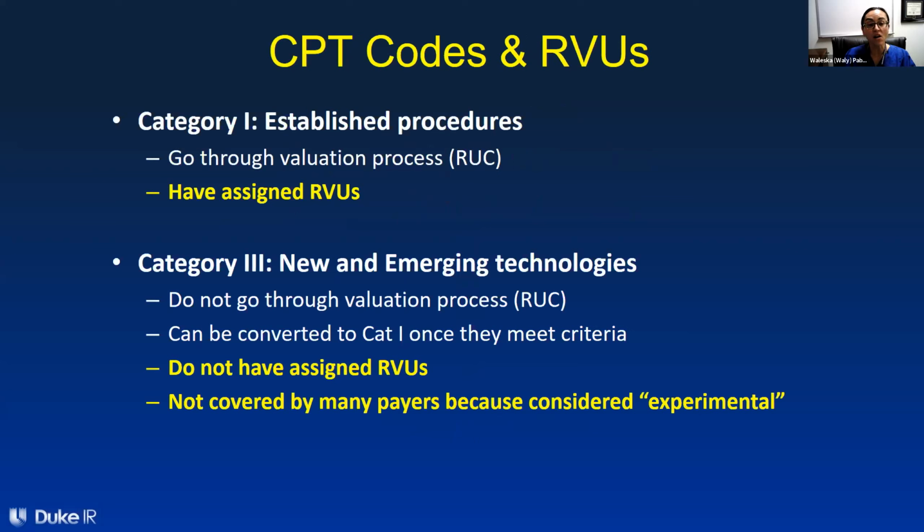That means that ultimately those Category 1 codes are going to have assigned RVUs, but the Category 3 codes, because they don't go through the valuation process, they don't go through the RUC, they do not have assigned RVUs. And what ends up happening sometimes is that insurance companies, and including CMS, don't cover a lot of those Category 3 codes because they claim that those procedures, those services are experimental.